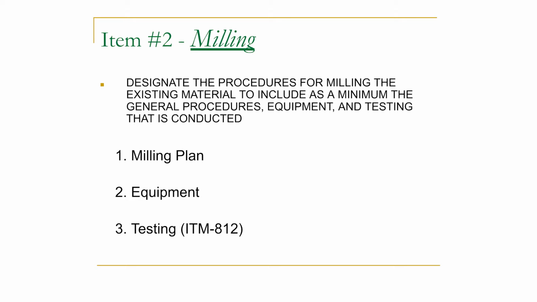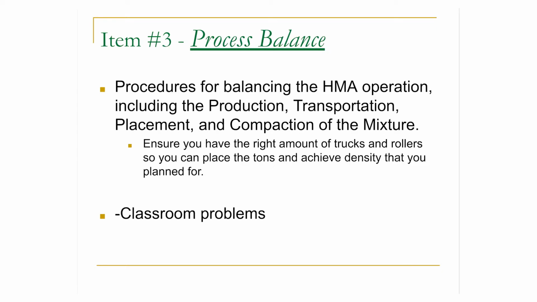And then we'll go into the process balance, which Jay's going to talk about. This is mainly about balancing plant production with having the proper rollers and proper compaction for the project, and then making sure you have the proper number of trucks for that project. So we've got a couple of problems we're going to go through.